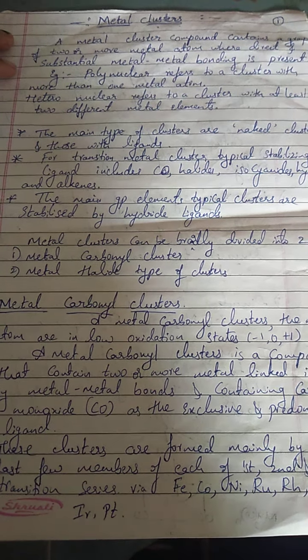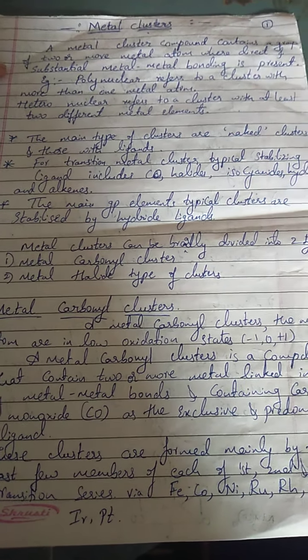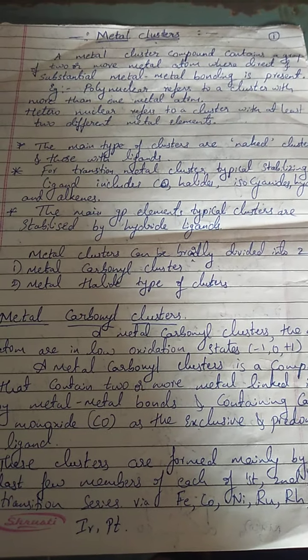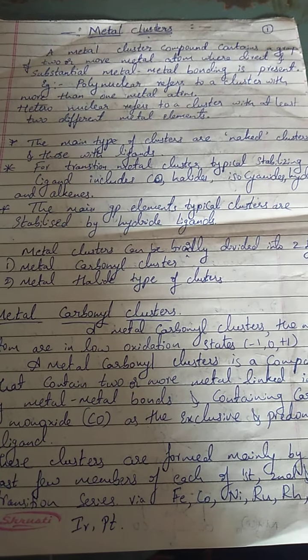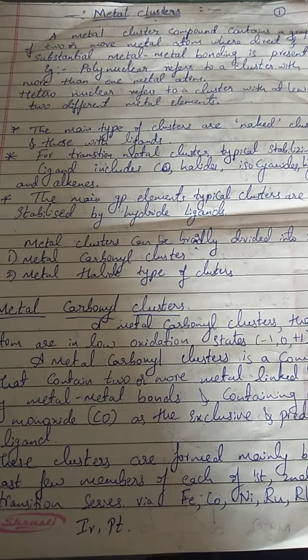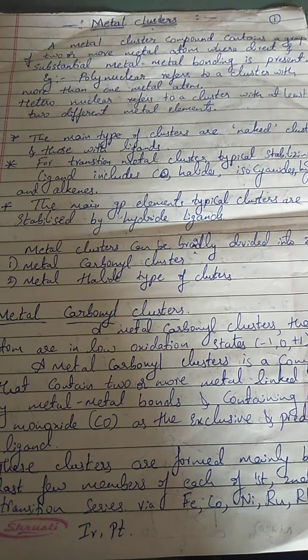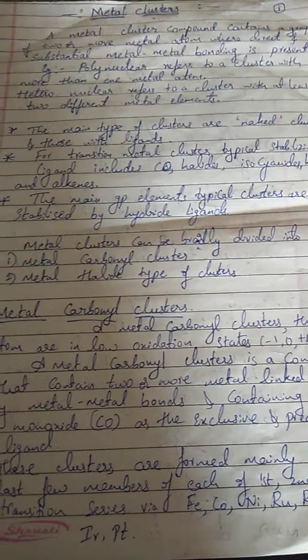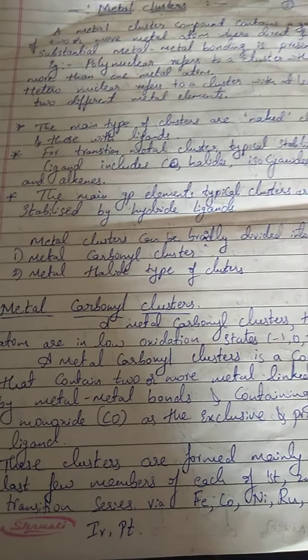With the chapter metal cluster. What is a metal cluster? A metal cluster is a compound containing a group of two or more metal atoms where a direct and substantial metal-metal bonding is present. It means there is M-M metal bonding. That is called a metal cluster.